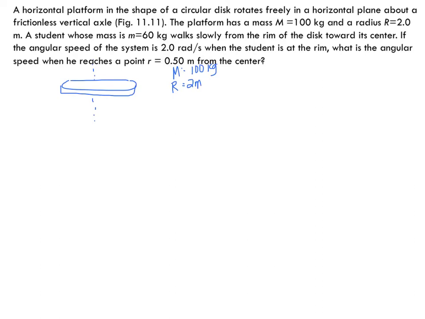A student whose mass is 60 kilograms walks slowly from the rim of the disc toward its center. If the angular speed is 2 radians per second when the student is at the rim, what is the angular speed when he reaches a point r equal to 0.5 meters from the center?